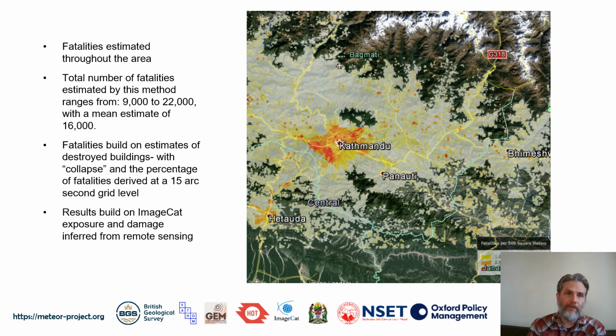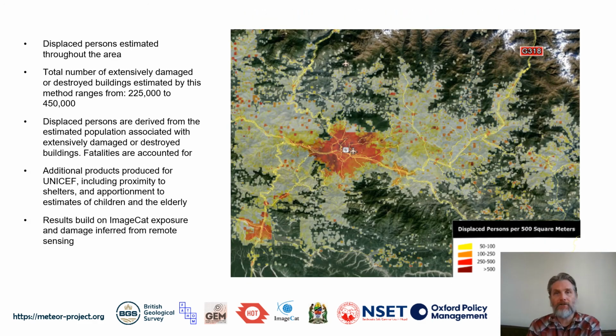We were able to estimate the number of collapsed buildings. We were able to use remote sensing data to find damage and use that to adjust the hazard, which at that point was not realistic. The estimate of the hazard was not realistic for the event. And ultimately, we were able to estimate where the displaced people were likely to be throughout the area. And we provided this information to UNICEF, and that was used for outreach purposes.